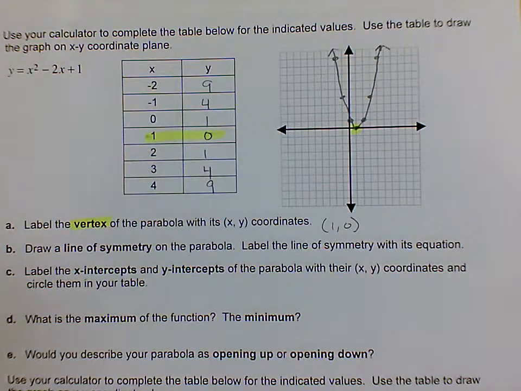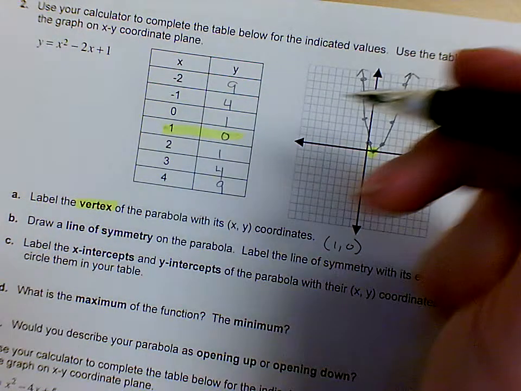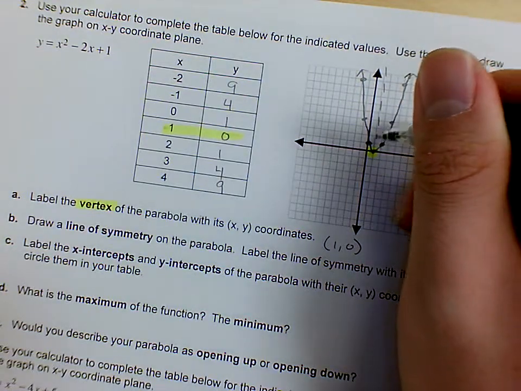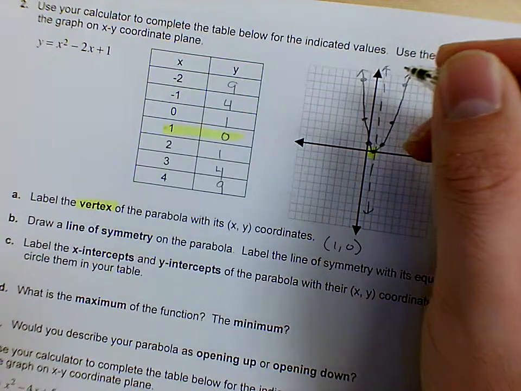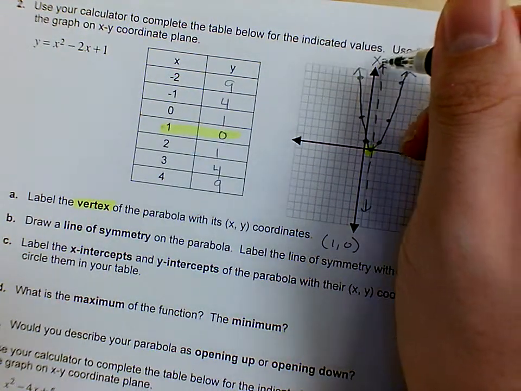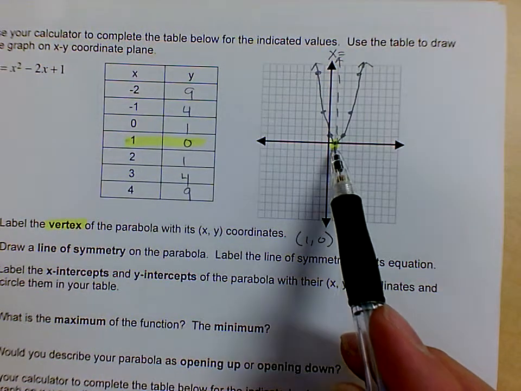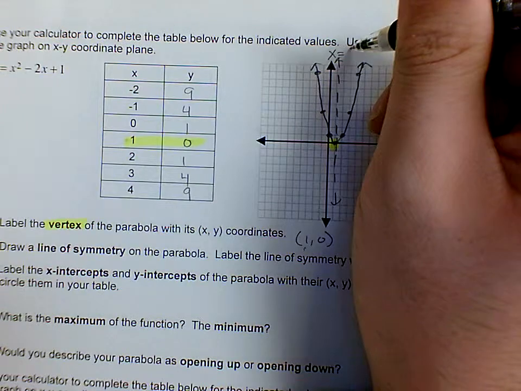Next thing is we need to draw a line of symmetry. Remember, your line of symmetry is a vertical line. It's going to be dashed and it's going to go right through the vertex. It's going to go right through here. And we need an equation, and that equation is always going to be x equals that value right there. So it's going to be 1. X equals 1.